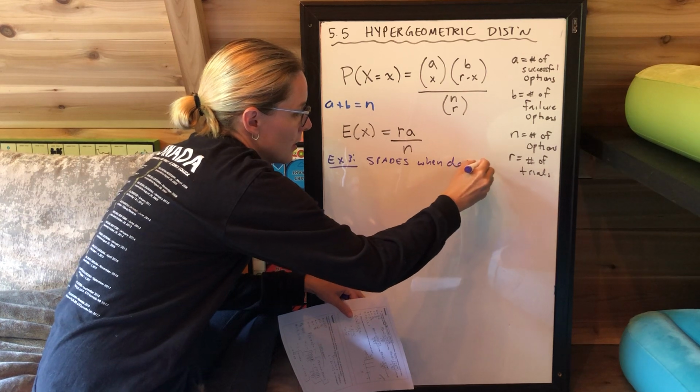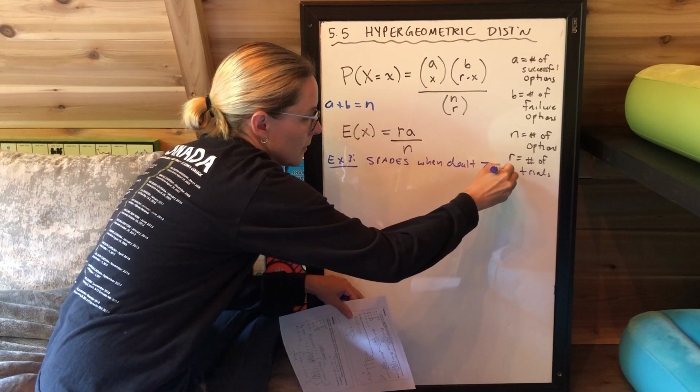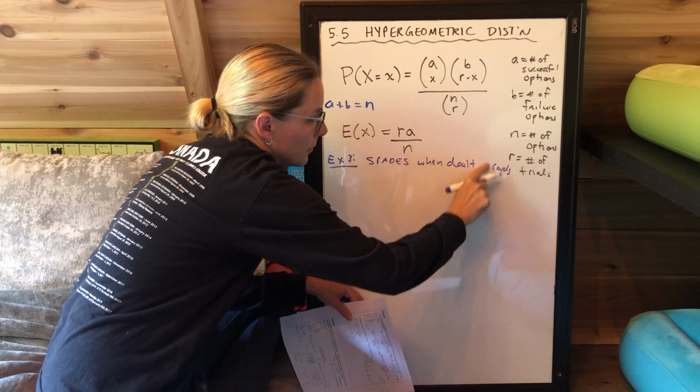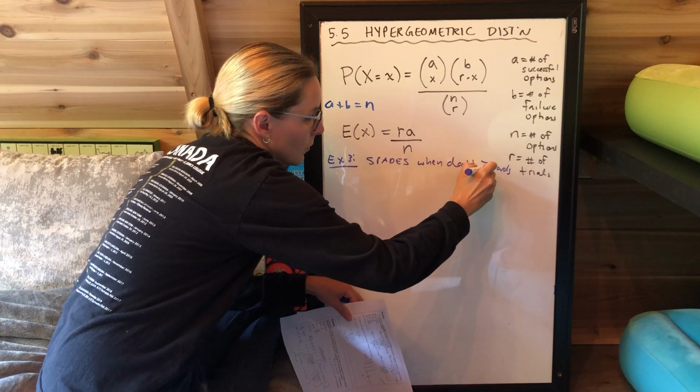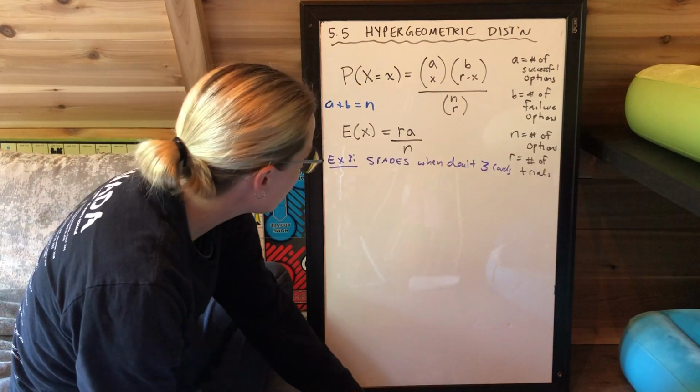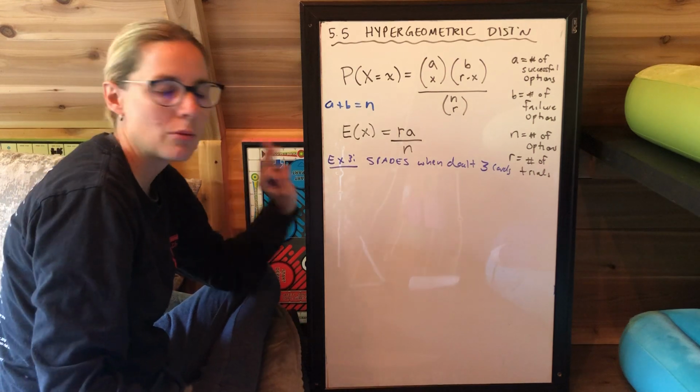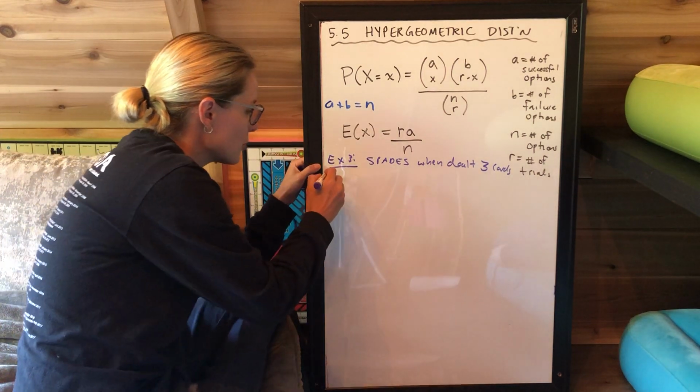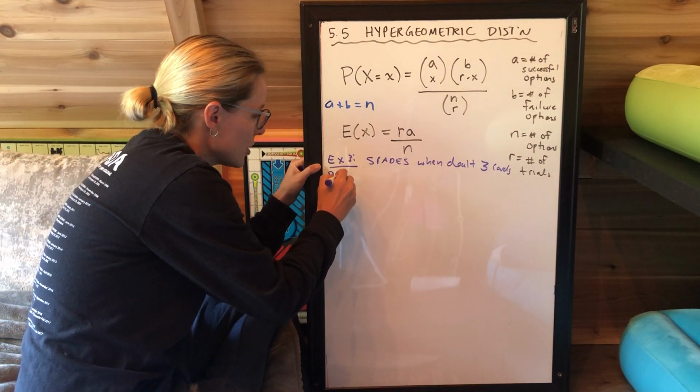Calculate and graph the probability distribution for the number of spades dealt if 3 cards are dealt. Okay. So you're looking for the number of spades when dealt 3 cards. Okay, they want the entire probability distribution. When they say they want the entire probability distribution, they want all the options.